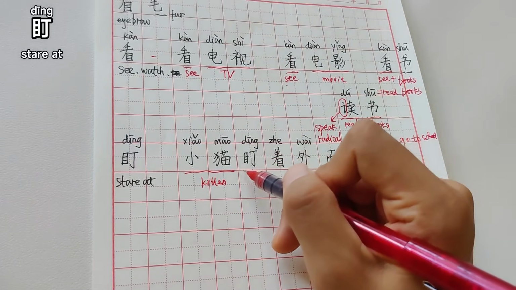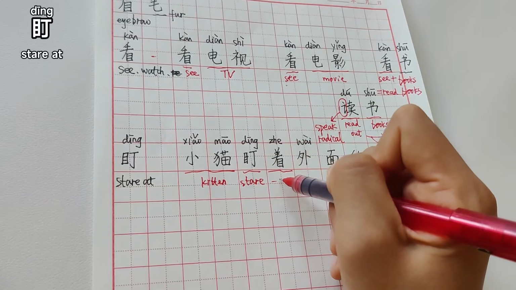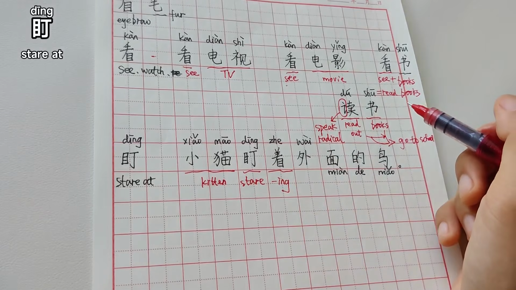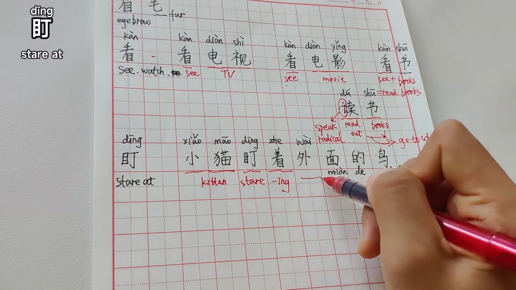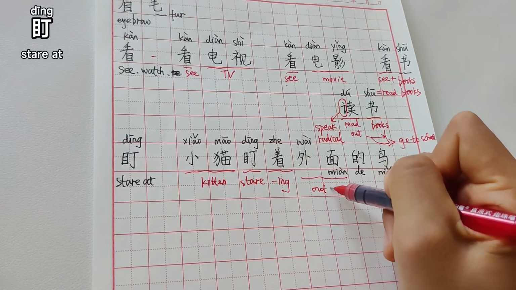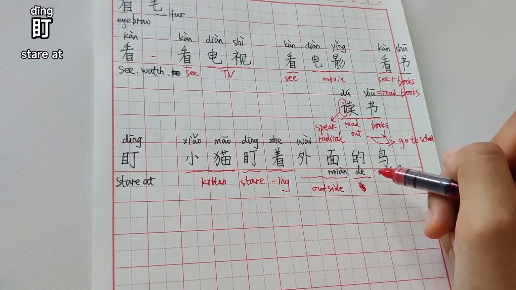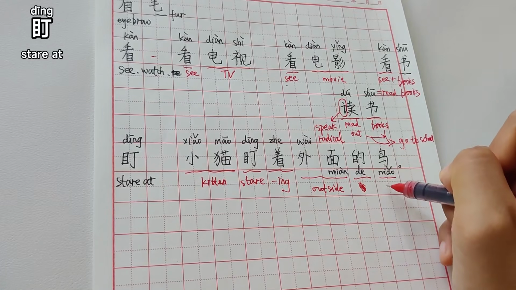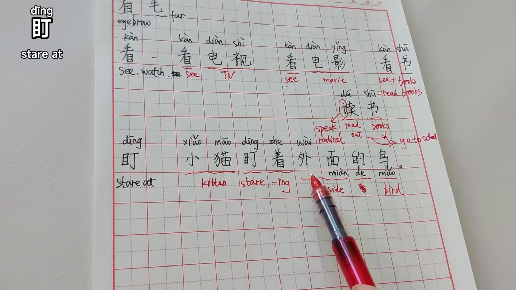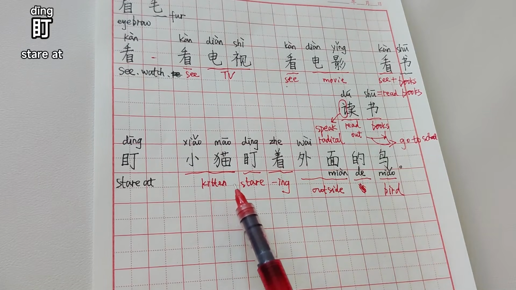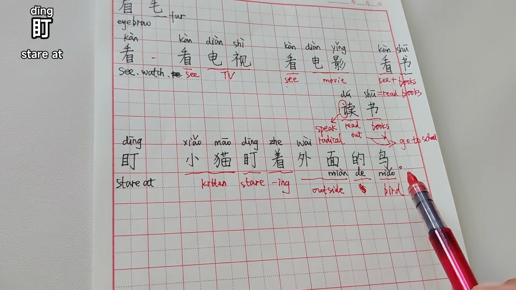盯着 The 盯 means to stare. 着 here is served as a ing. So 盯着 is staring at. 外面 outside. So 的 is the adjective marker. Outside 鸟 bird. So 小猫盯着外面的鸟. The kitten is staring at the outside bird, the bird outside.